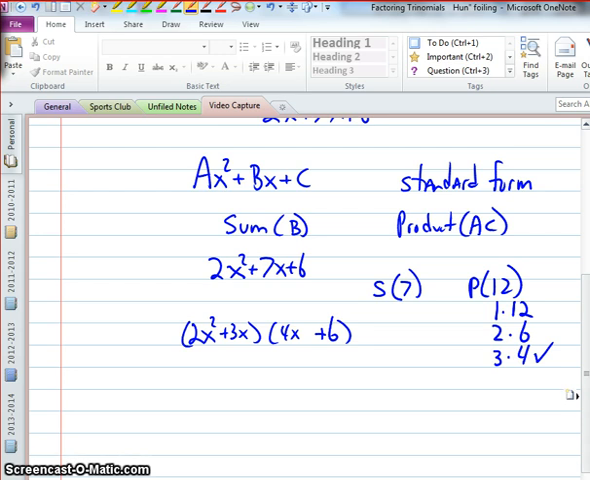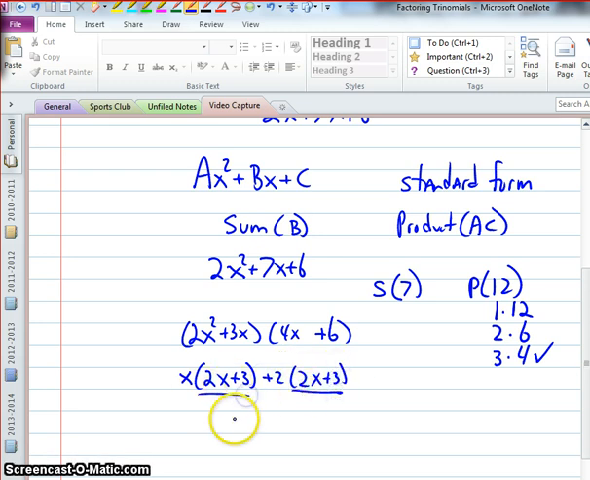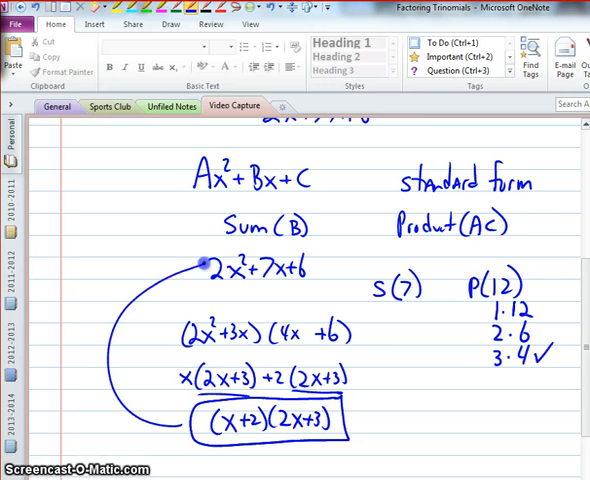Now going back to what we did with factoring by grouping, look at the first two terms. What is the GCF between these two terms? Well, it looks like it's x, leaving us 2x plus 3. And what is the GCF between 4x and 6? I believe it's 2, leaving us 2x plus 3. 2x plus 3 and 2x plus 3 means we can, just like we did with grouping, rewrite this as x plus 2 times 2x plus 3, and you have just factored a trinomial. If you want to make sure you're right, go back and FOIL it and make sure that you get that answer. But that is how you go about factoring.